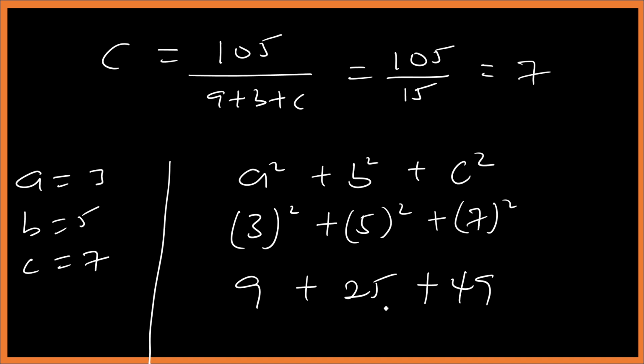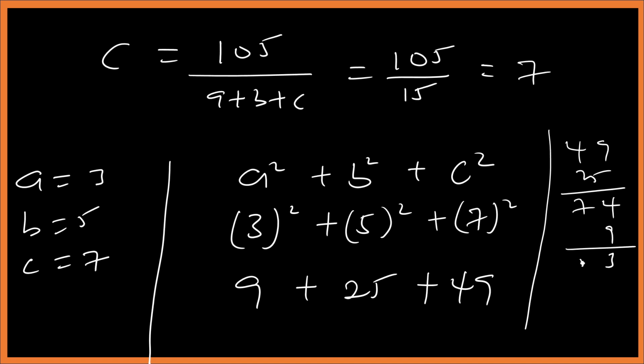So we have 49 plus 25, which is 74, plus 9. So we have 83 as the final answer. All right, 83 as the final answer.